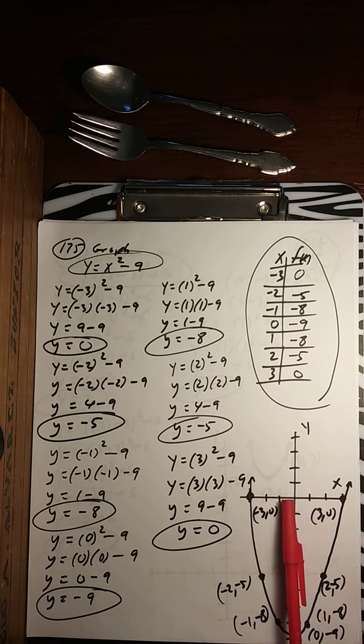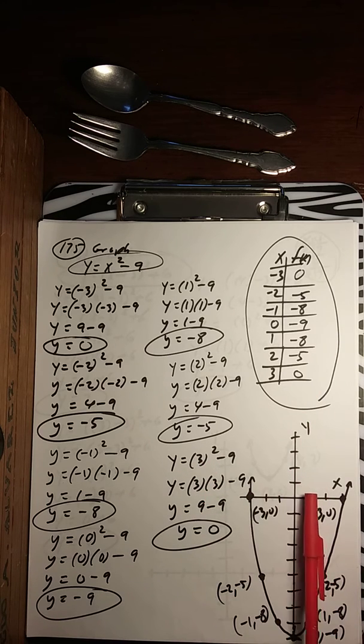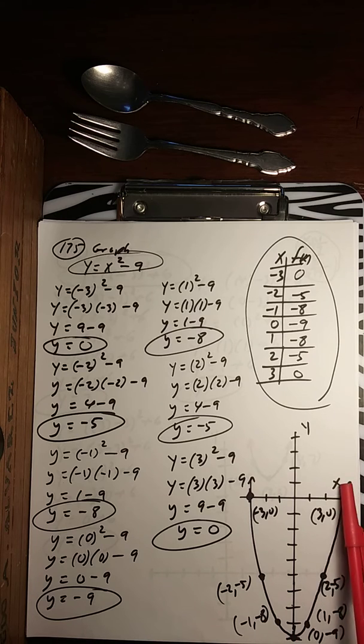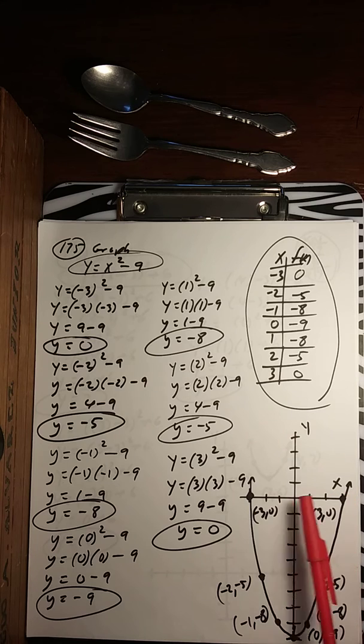So put all these numbers in there. So you have negative 3, 0. You have negative 2 and negative 5. You have negative 1, negative 8. You have 0 and negative 9. And you have 1, negative 9, and 2 and negative 5, and 3, 0. So you have x-intercepts. You also have the y-intercept. And you also have a vertex right there of 0 and negative 9.